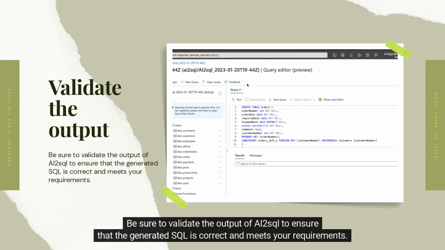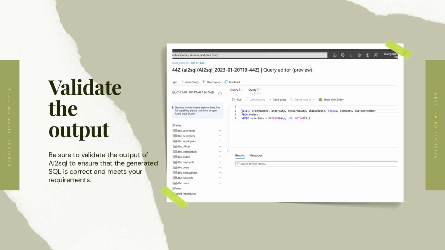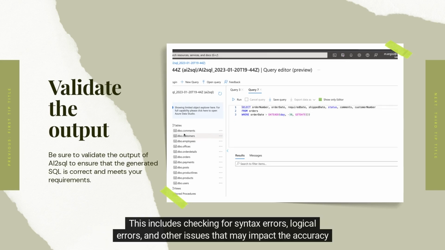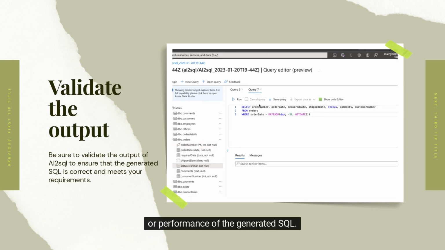Be sure to validate the output of AI2SQL to ensure that the generated SQL is correct and meets your requirements. This includes checking for syntax errors, logical errors, and other issues that may impact the accuracy or performance of the generated SQL.